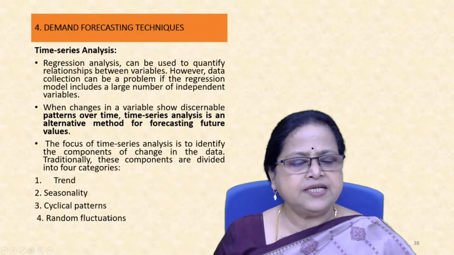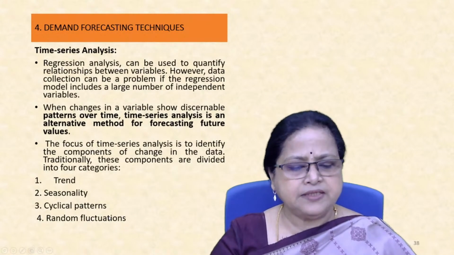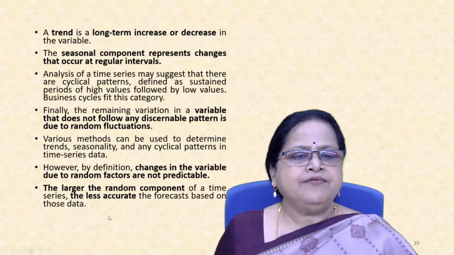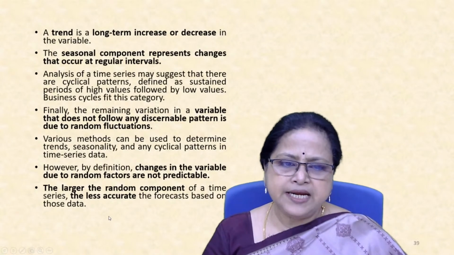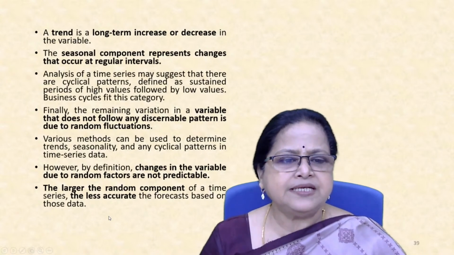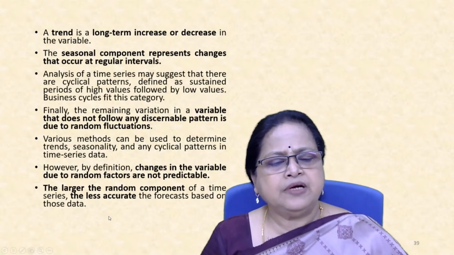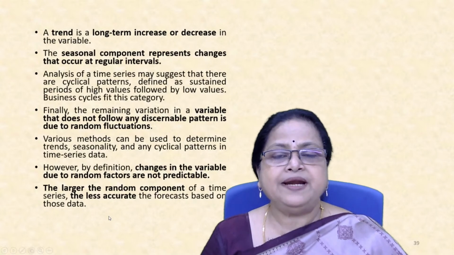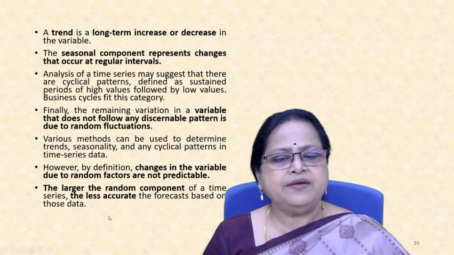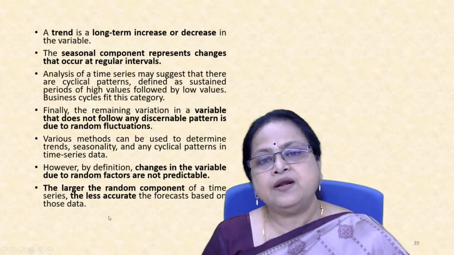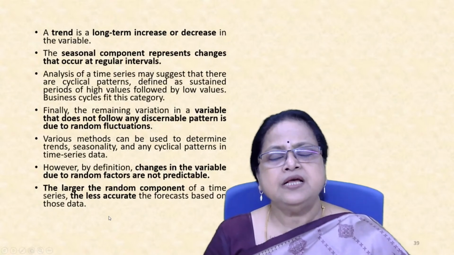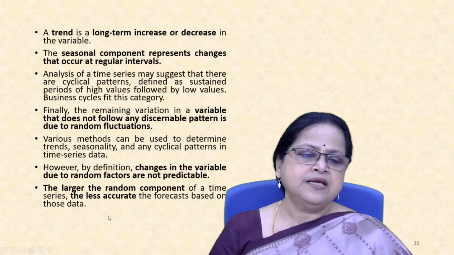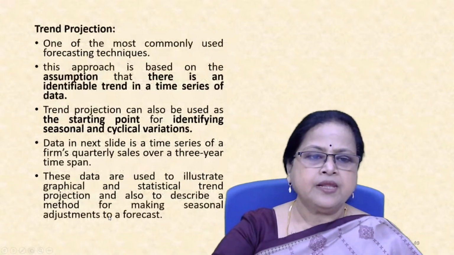So trend, seasonality, then cyclical patterns, and random fluctuations. Various methods can be used to determine trends, seasonality, any cyclical patterns in time series data, and other random variables. However, by definition, changes in the variable due to random factors are not predictable. The larger the random component of a time series, the less accurate the forecast based on those data.